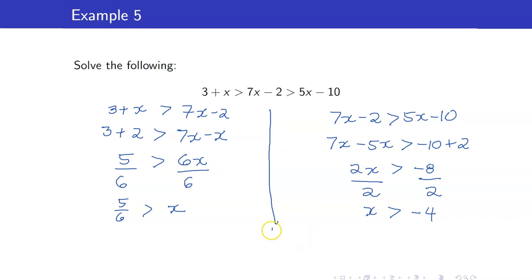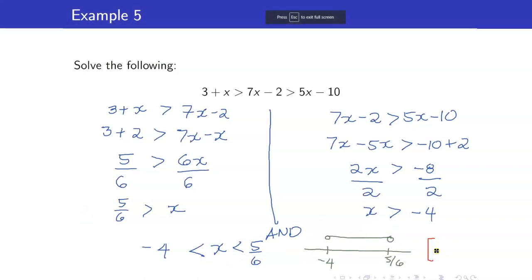What is that word which joins them? You have and. So this means that x is less than 5/6, and x is greater than negative 4. Graph that. We have negative 4, 5/6. X is strictly greater than negative 4, but strictly less than 5/6. In interval notation, we have negative 4, 5/6.